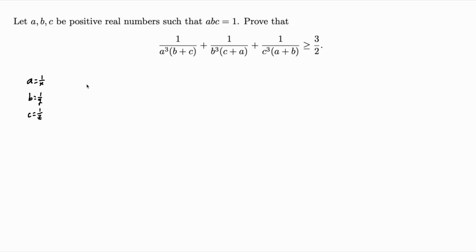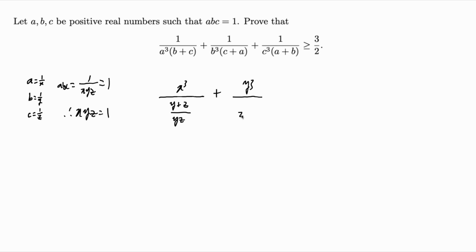Now we know that abc equals 1 over xyz equals 1. Therefore xyz equals 1. Now let's try and use this in here. So we have x cubed all over b plus c, which is 1 over y plus 1 over z, which is y plus z over yz. And then similarly we can do the same thing.